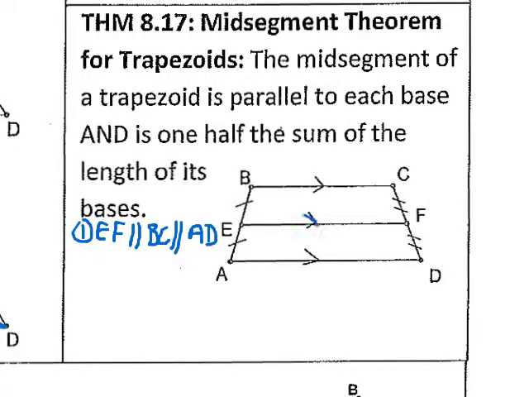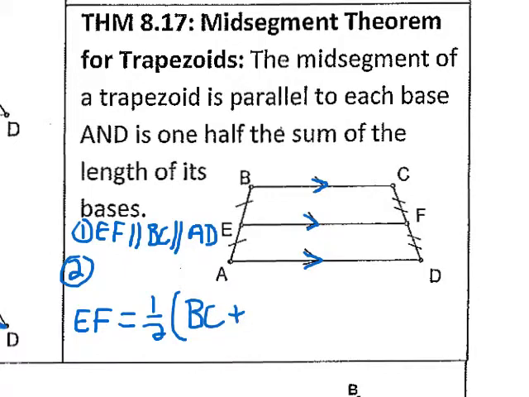That's where we get these lines right here, right? All three of these are parallel to each other. Okay, and then it says also the following, that EF equals 1/2 of the length of those things added up. So BC plus AD.